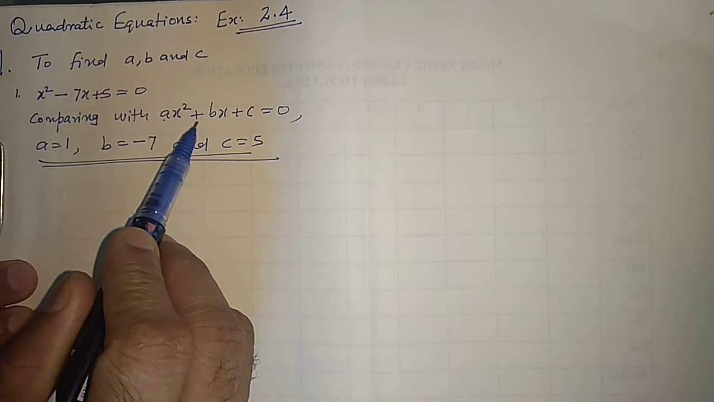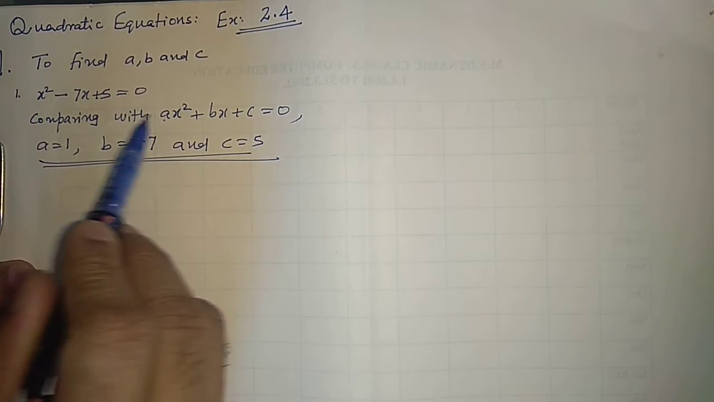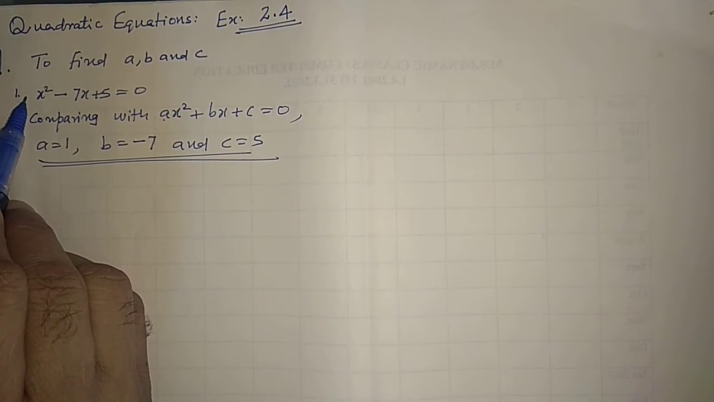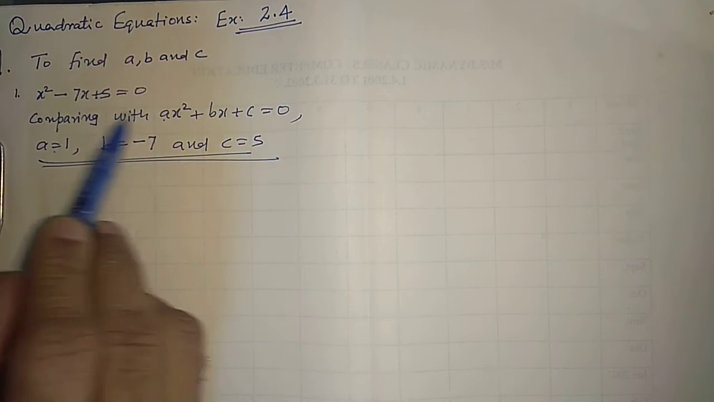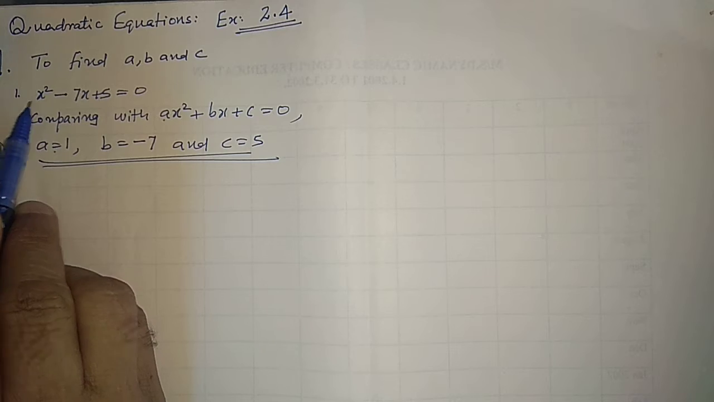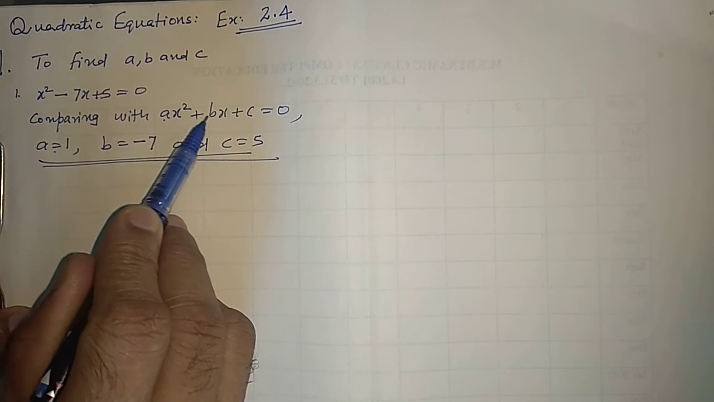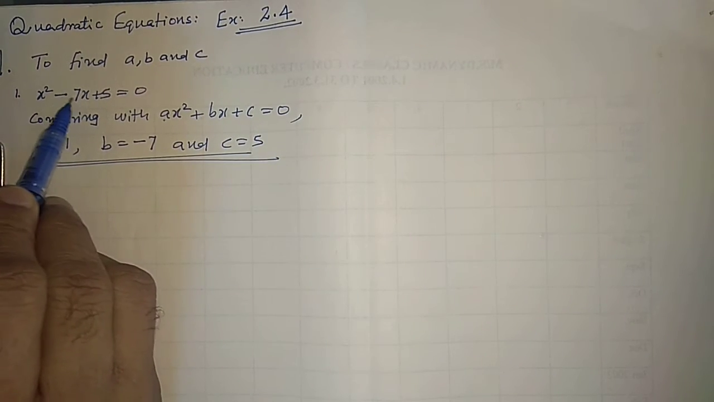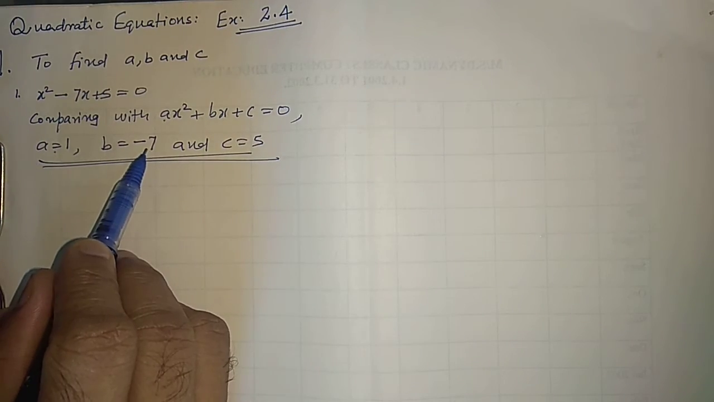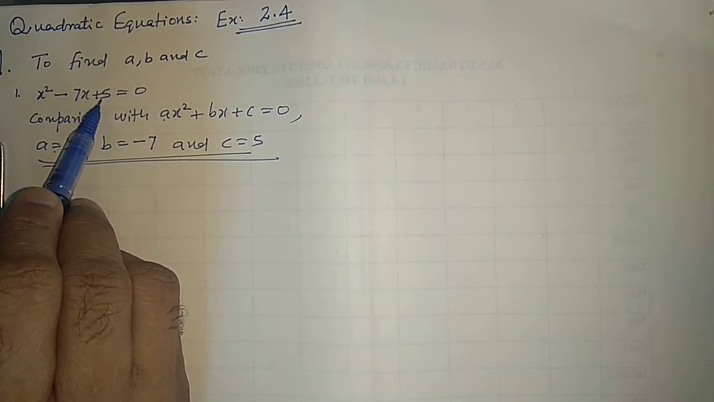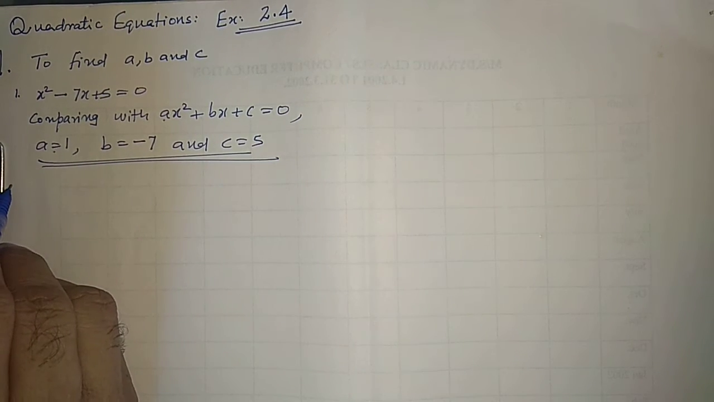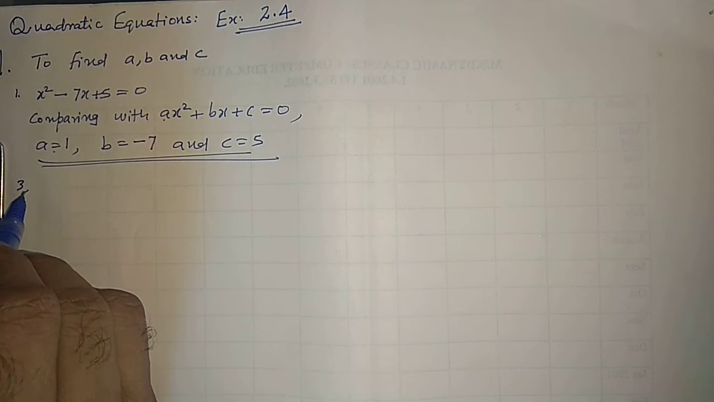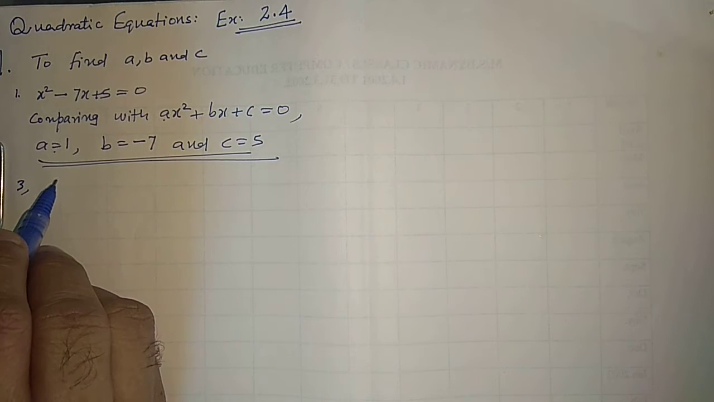Comparing with the general form, the x square coefficient is a, and here no number is written, which means 1x square. So a is equal to 1. The x coefficient is b, which is minus 7, so b is minus 7. The constant c is 5. This is question number 1. I will do the third also. You can do the second as homework.